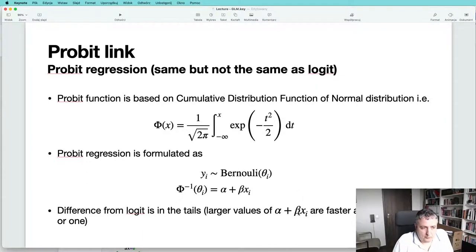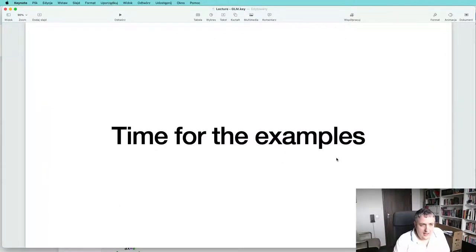Okay, so this difference is minor, and that's why in certain applications, probit is used. In most applications, logit is used. And now it's time for some examples that we can show how it behaves and happens in time.